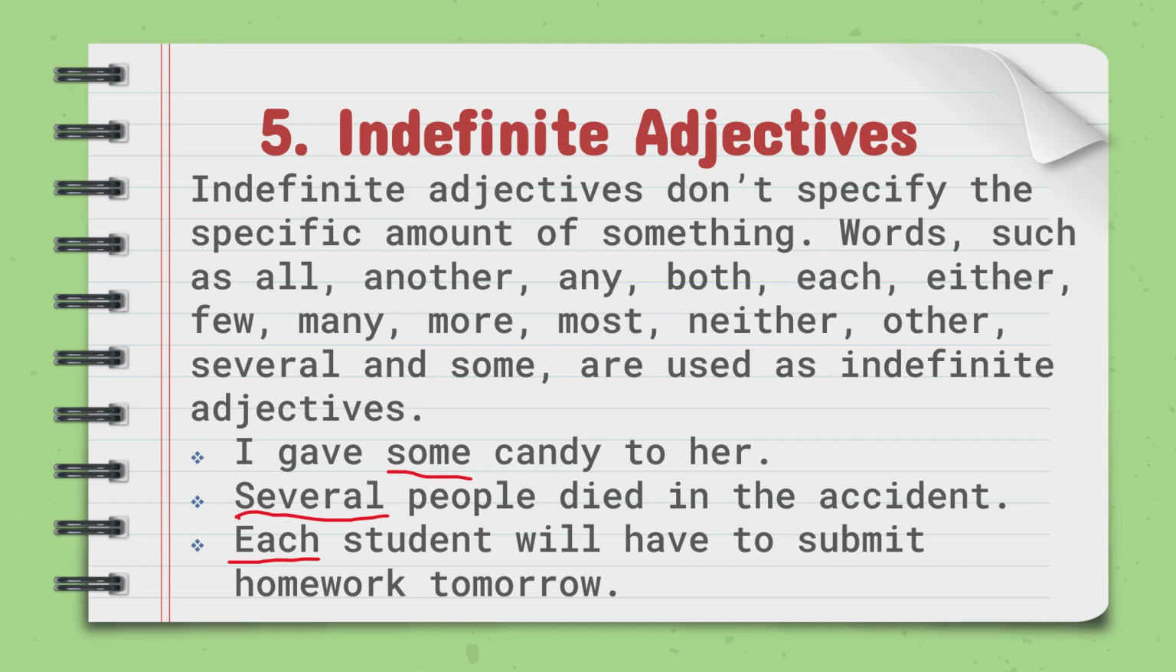Several people died in the accident. People is noun and several, of course, is adjective, indefinite adjective. Several doesn't give a specific amount. How many people died? If there were 6 people, then it wouldn't have been indefinite adjective. Several people, it doesn't give us the exact number.